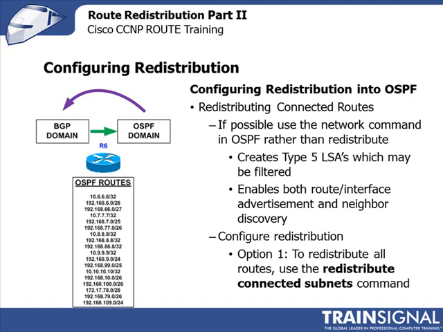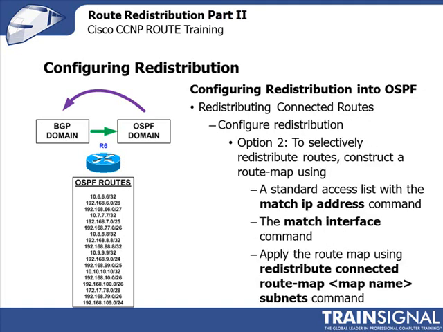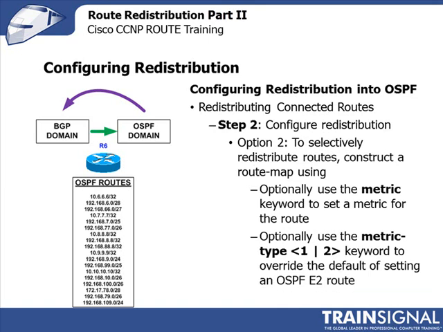For redistributing connected routes, you can just use the simple redistribute connected subnets command. Remember, you don't need to specify a default metric for this to operate. If you want to selectively redistribute, you can use a prefix list or a standard access list with the match IP address command in the route map, or the match interface command in the route map as we talked about before, and then apply it doing the redistribute connected route-map, whatever the name is, subnets. Remember, the subnets keyword, if it's missing, is only going to bring in major network numbers. You can optionally set the metric if you want to change it.